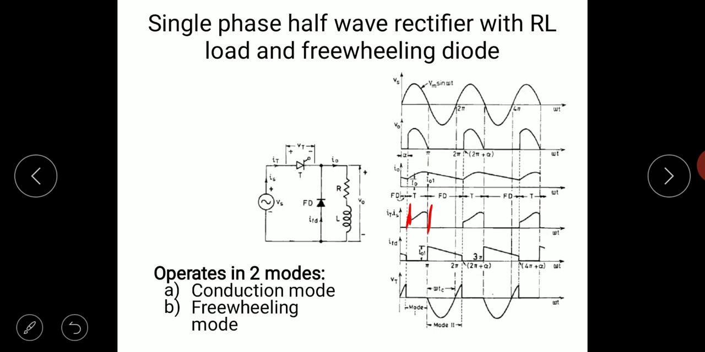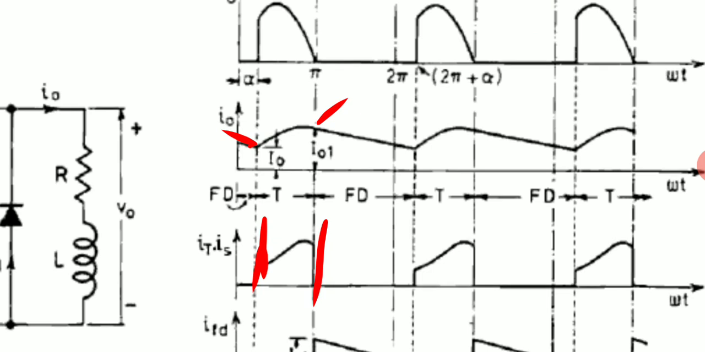Since the current is not 0, here this current is represented by I0 current. There are two different values. If we zoom this, the current at omega t equal to alpha is written as I0, and the current at omega t equal to pi is written as I01. I0 and I01 are two different values. I naught is the value at omega t equal to alpha, and I naught 1 is the value at omega t equal to pi.